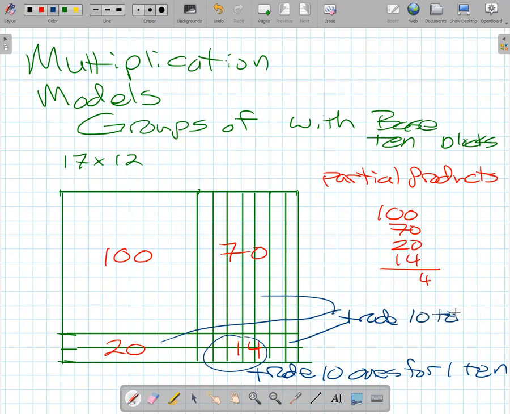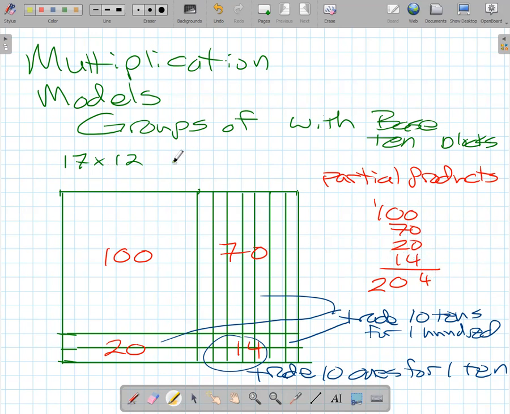10 10s for 100. So here I have the 7, 8, 9, 10 right there. 10 10s is 100. So this final product is 204. So we have these partial products that help us get the final product. Now, again, anytime we can do a trade with the physical blocks, there must have been some kind of carry with my way of writing it down, even with the partial products.